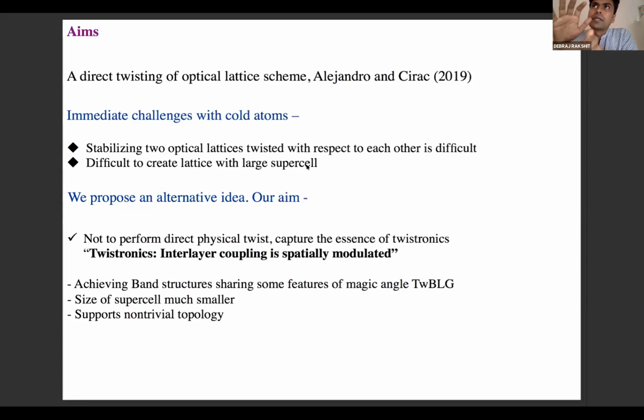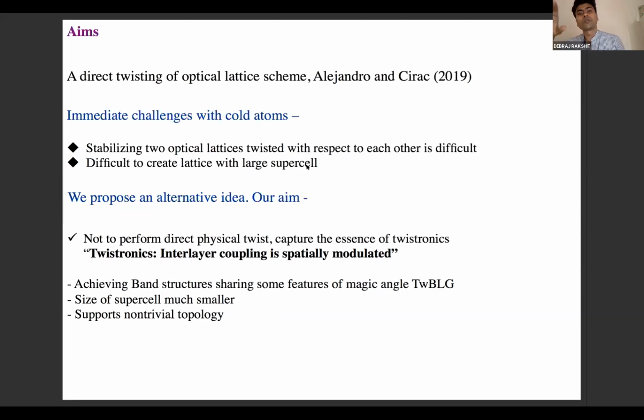Okay, so in condensed matter, we can think of doing something where we will not actually physically rotate our optical lattices, but we will directly take some technique from the toolbox of cold atoms and do these spatial modulations, which will help us create these large units, large supercells, the way we want, and the moiré pattern, in fact. Okay, so this is the underlying idea.